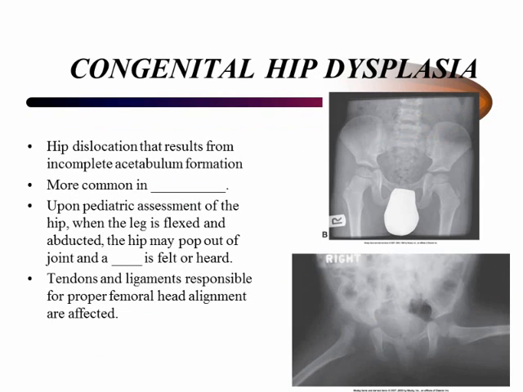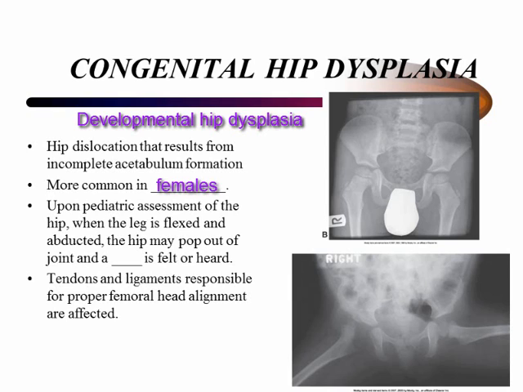Congenital hip dysplasia, also known as developmental hip dysplasia, results from incomplete acetabulum formation. It's more common in females than males, and upon pediatric assessment of the hip, when the leg is flexed and abducted, the hip may pop out of joint and a click is felt or heard. Tendons and ligaments responsible for proper femoral head alignment are, of course, affected.